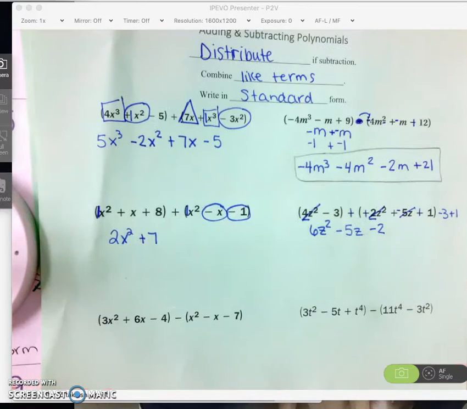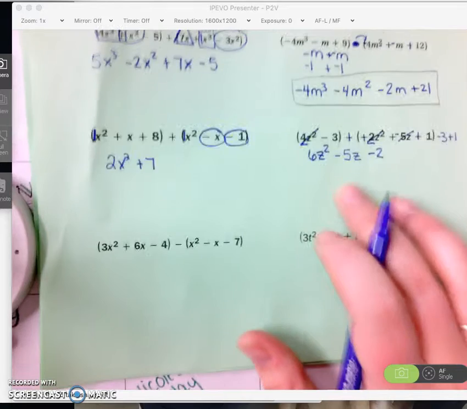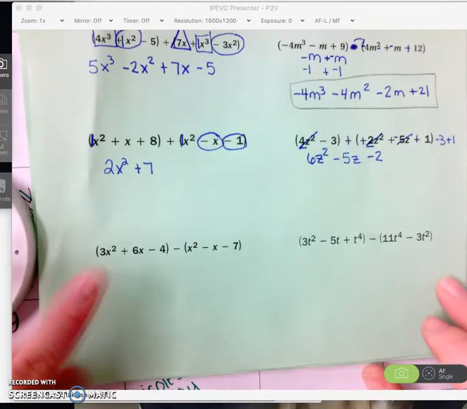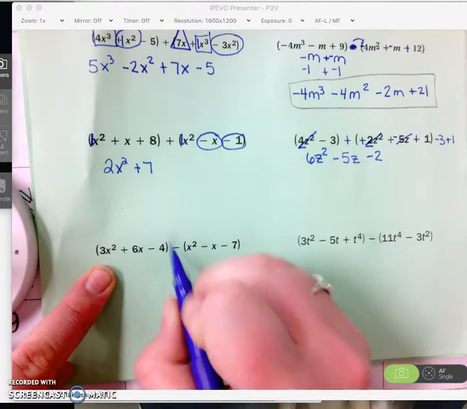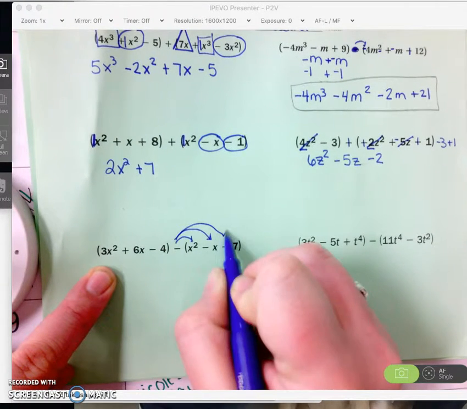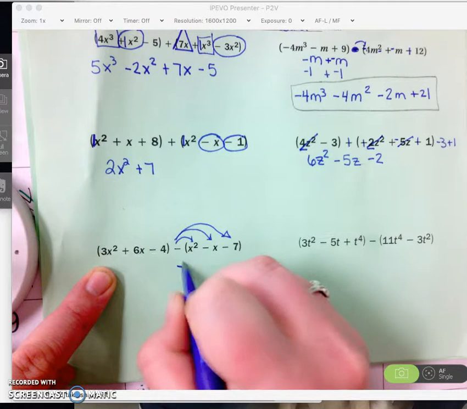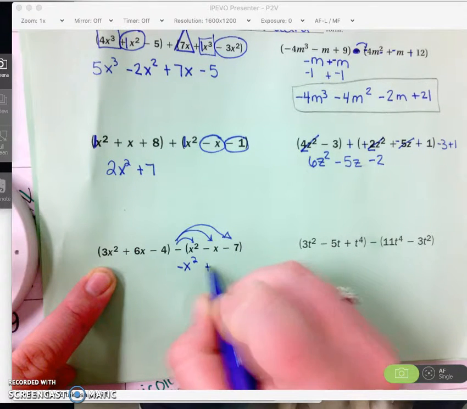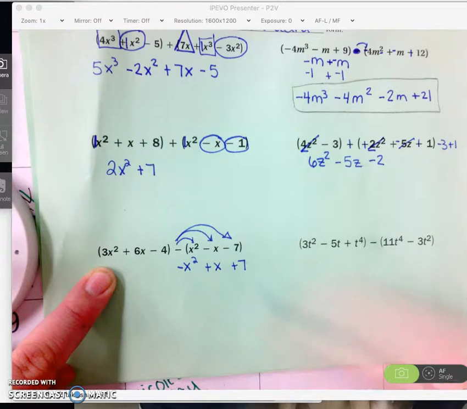Okay, so combining like terms. And that is done. Negative again. So I'm going to distribute this negative within here. So this becomes negative x squared positive x positive 7.